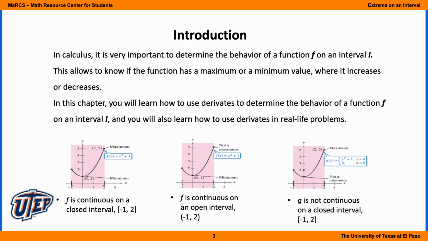For our last example, we have a function g, and it is a piecewise function. It is defined as x squared plus 1, where x is not equal to 0, and g of x is equal to 2 when x is equal to 0. So we see at the point 0, we have a discontinuity. It is equal to 2, and it is also equal to 1. Therefore, that point is not a minimum because we have two different values. But it does have a maximum at the point (2, 5) because it is on a closed interval, so the endpoints are included, and that is a max.